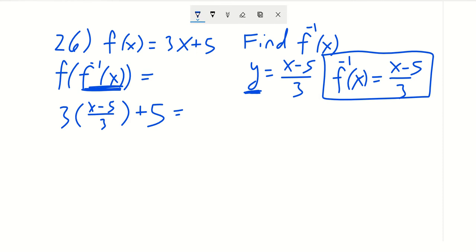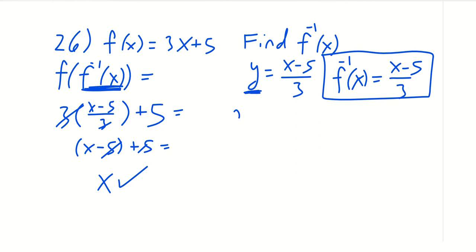Nice and neatly, we want to highlight the steps that are worked here. The multiplication by 3 and the division by 3 cancel. That leaves us with x minus 5 plus 5. The minus 5 and the positive 5 cancel, and so that does produce the value x. We're not done verifying it, though. We have to show the composition in the other direction. Let's now look at f inverse of f of x, and let's show that that too does equal x.